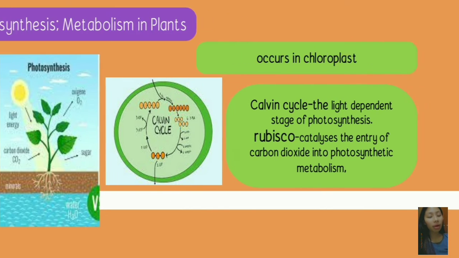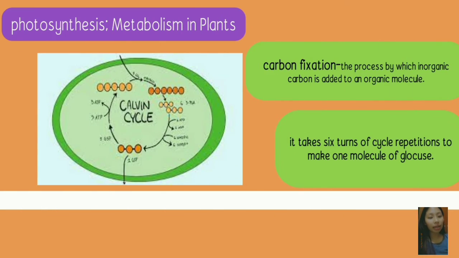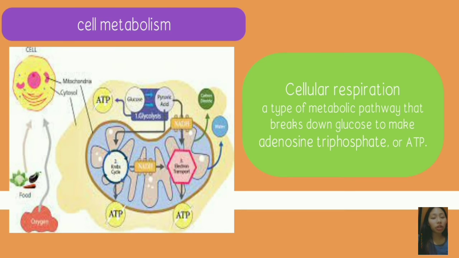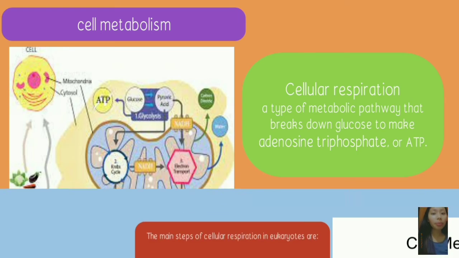The process by which inorganic carbon is added to an organic molecule is referred to as carbon fixation. And then it takes six turns of the cycle to make one molecule of glucose. The next is cellular respiration. It is a type of metabolic pathway that breaks down glucose to make ATP, or adenosine triphosphate, which will be further discussed by my co-reporter, Shara May.